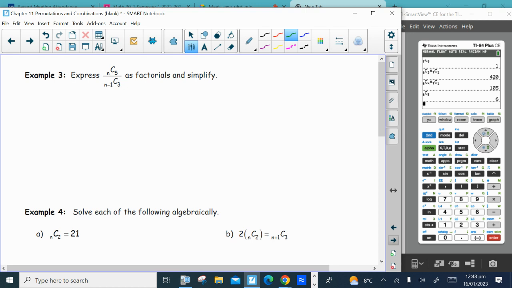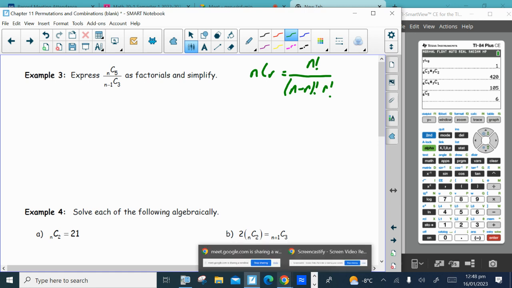So nC5. To do this, you're going to use the nCr formula, which is on the formula sheet. It says that nCr is n factorial over n minus r factorial times r factorial. Remember, with permutations, there's no extra factor of r factorial on the bottom. That's the difference between the two. These formulas are given to you on the formula sheet. You don't have to remember them. They'll be given to you.